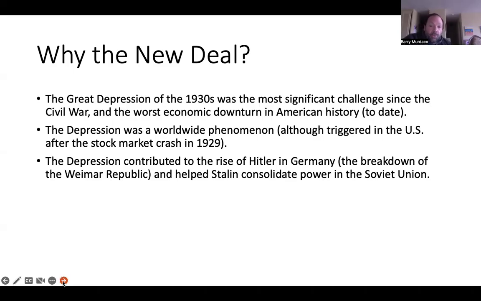The Depression was a worldwide phenomenon, but of course it started in the United States after the stock market crash in 1929. It contributed to the rise of Hitler in Germany and even helped Stalin consolidate power in the Soviet Union. The Soviet Union was less affected by it, and in many ways it was a benefit to Stalin, which made it seem that their system is better able to insulate itself against this.